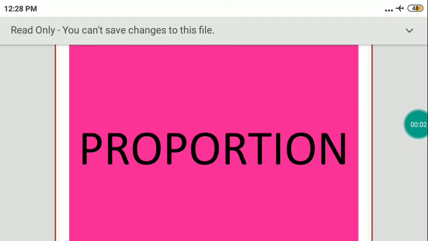Good morning, students. As you know, we have started the lesson ratio and proportion. We completed exercise 12.1. Now we start our next part, proportion.